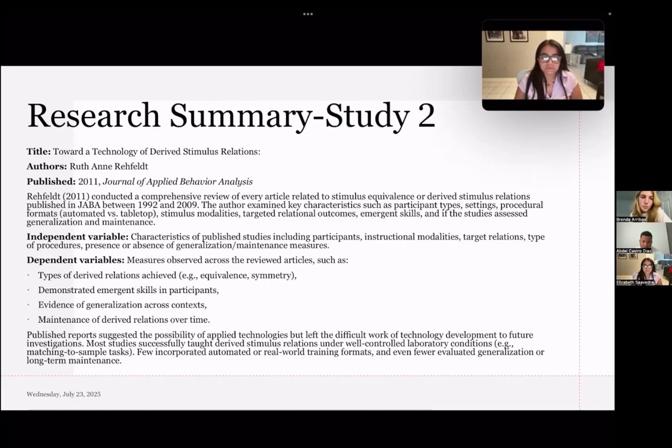The published report suggested the possibility of applied technologies, but left the difficult work of technology development to future investigations. Most studies successfully taught derived stimulus relations under well-controlled laboratory conditions, for example, matching-to-sample tasks. Few incorporated automated or real-world training formats, and even fewer evaluated generalization or long-term maintenance.